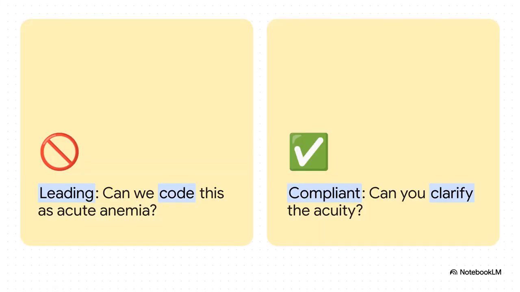But here's the catch, and it's a big one. When you formulate these queries, you must be compliant. You absolutely cannot lead the physician. Asking, "Dr. Smith, the patient's hemoglobin is 6.2. Can we code this as acute blood loss anemia?" is incredibly non-compliant. You're literally putting the answer in their mouth. Instead, craft non-leading questions like, "Dr. Smith, the patient's hemoglobin is 6.2 following surgery. Can you clarify if the anemia is acute, chronic, or due to another cause?" You must give them clinical options without biasing them toward that high-paying diagnosis.